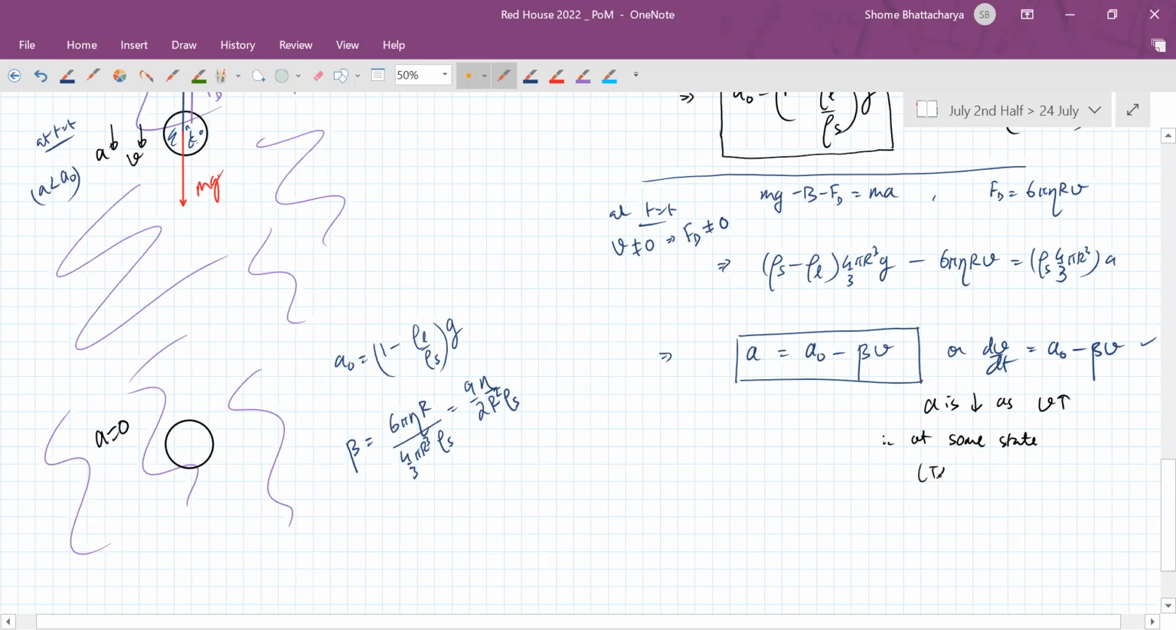which is called the terminal condition, okay, acceleration becomes zero and v equal to that terminal velocity becomes constant. So it reaches some stage, and at that stage, whatever velocity it has, from that point onwards, the velocity does not change.